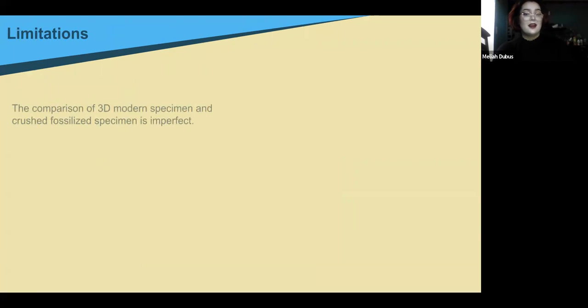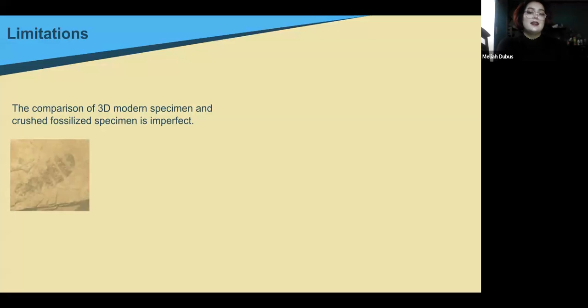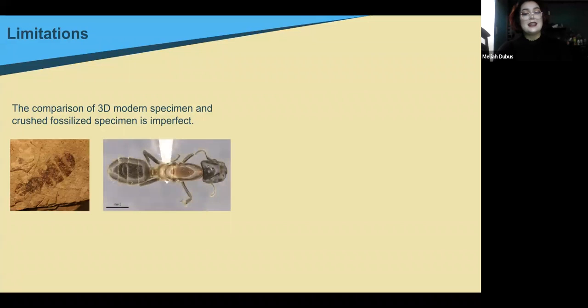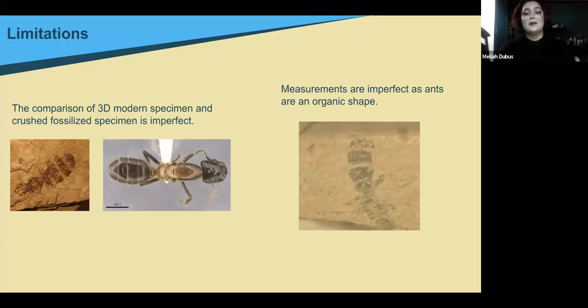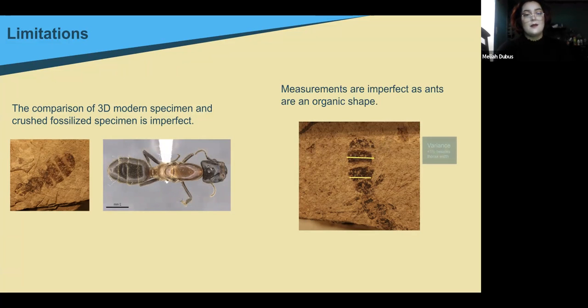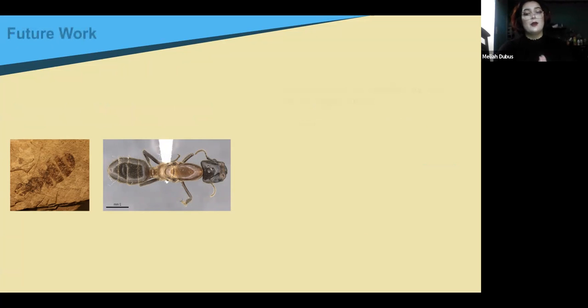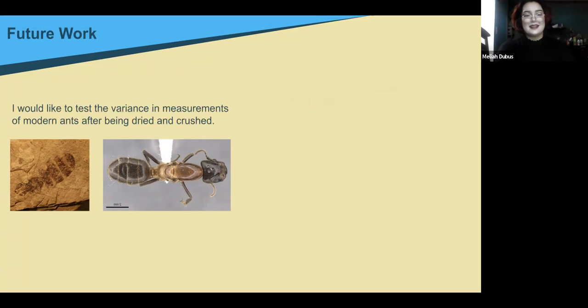With any research, there are limitations. Comparing a fossilized ant that was crushed under a few millennia of sediment and a modern 3D ant is imperfect. Also, the measurements are imperfect as ants are not box-shaped and can be very organically shaped. So one measurement of a thorax can be very different than another. We did test the variance and all the sample measurements with a sample, and all of them were 1% or lower besides the thorax, which was 3%.